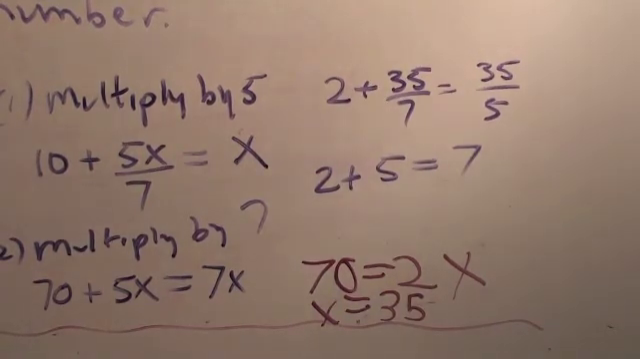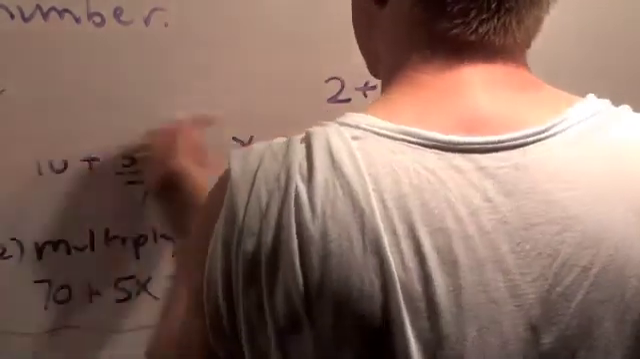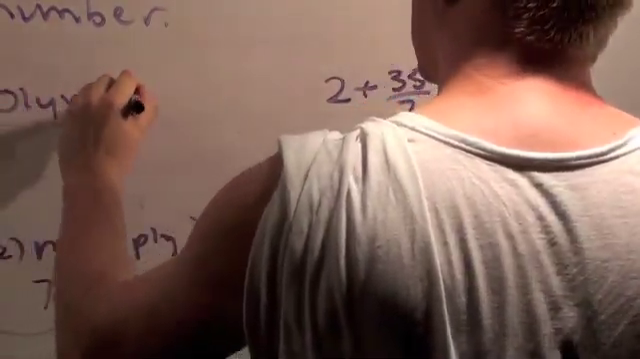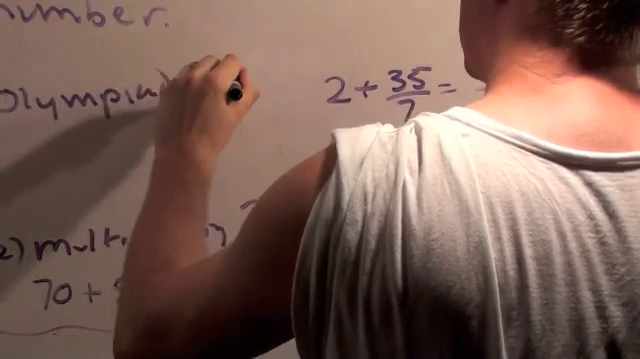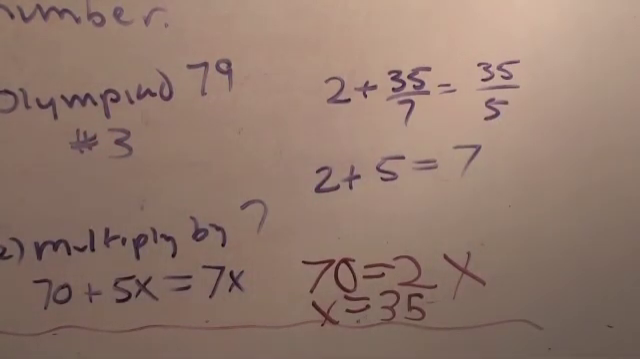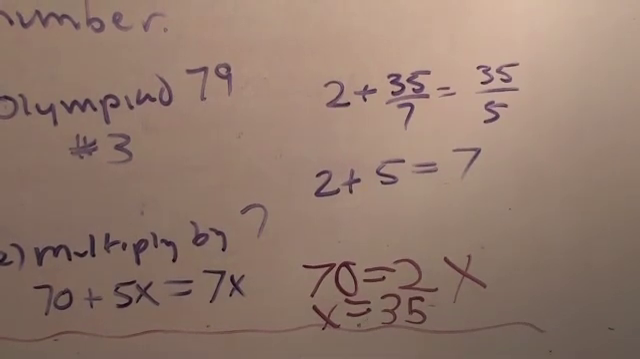All right. Homework problem. It's Olympiad 79, problem number 3. We are almost done with this book. How many Olympiads does it go up to? Turn the page. Whoa, it only goes up to Olympiad 80. Oh. All right. Good job today, sweetie.